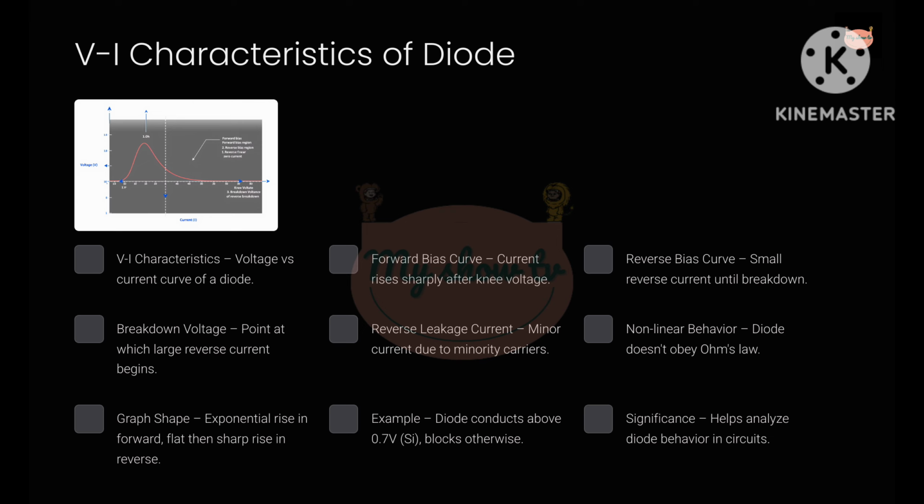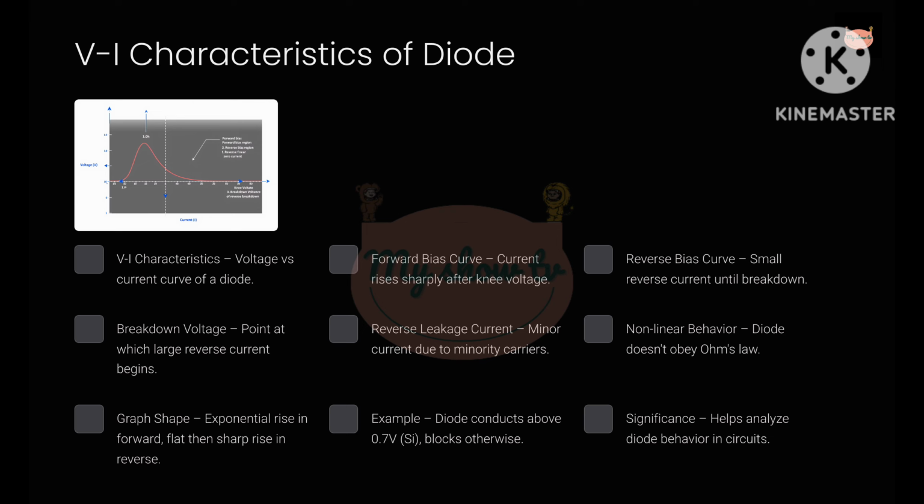In reverse bias, the current remains almost zero, except for a small leakage current. If we increase the reverse voltage too much, the diode reaches the breakdown voltage, where it suddenly conducts a large reverse current. The diode does not follow Ohm's law because the relationship between voltage and current is nonlinear.